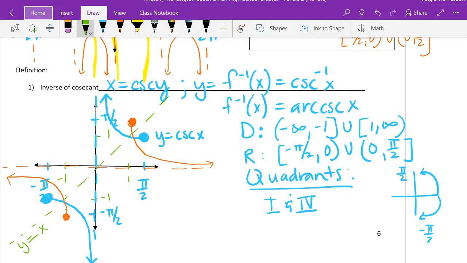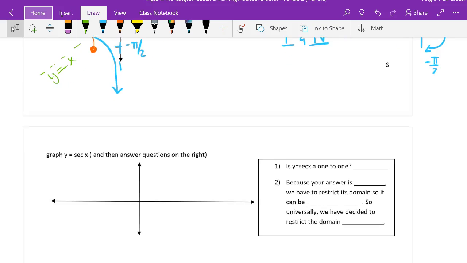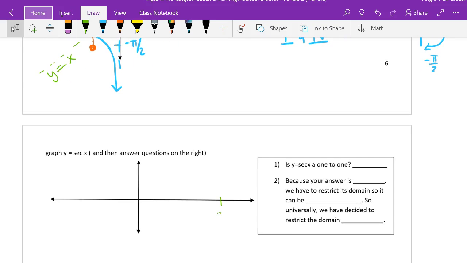Now look at the orange-ish looking color. That's the inverse function for cosecant. Does that look like sine? No, right? That does not look like sine. So that's why the reciprocal function and the inverse don't look the same. All right, 5 more minutes. Your job is to graph out secant. 2 pi to negative 2 pi.